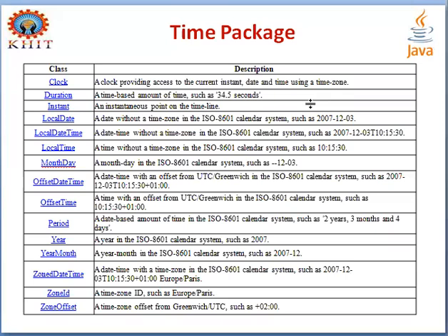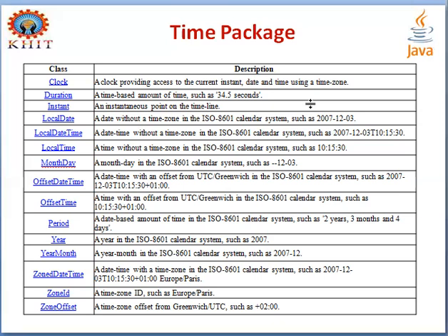Okay, what this class Duration will do is give a time based amount of time, such as seconds or milliseconds or something. Next, Instant. There is a class called Instant. Instantaneous point on the timeline. That means whatever the time is now, that will be displayed. Okay, that is the current time. What is the current time? That time will be displayed by using a class called Instant.